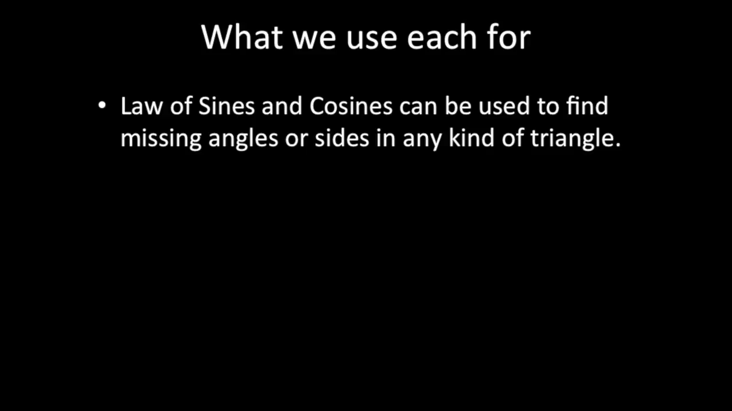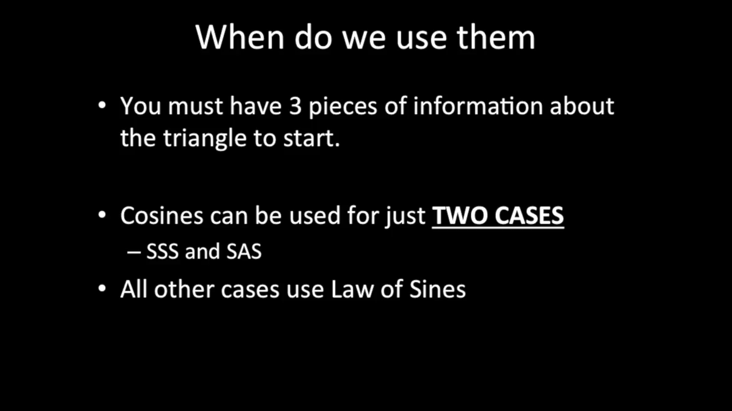Law of sines and cosines can be used to find any missing angles or sides in any type of triangle, except for a right triangle. Of course, in a right triangle, you can use SOHCAHTOA or the Pythagorean theorem. But in any other kind of triangle, we will use law of sines and cosines.